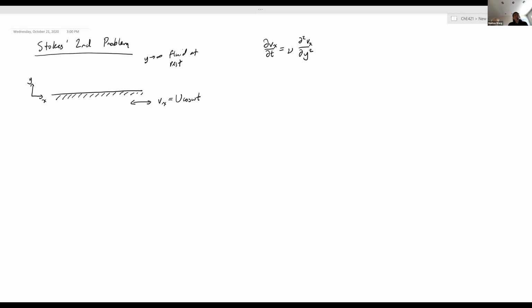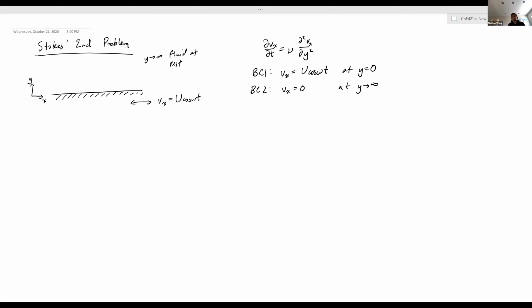Okay, and then we have a few boundary conditions, right? So again, for every derivative, you have to have one boundary condition. So the no-slip boundary condition in this case, that we'll call BC1, gives us that Vx is equal to u cosine omega t at y equals 0. Okay, and then of course we have another boundary condition, and that's that Vx is equal to 0 as y goes to infinity.